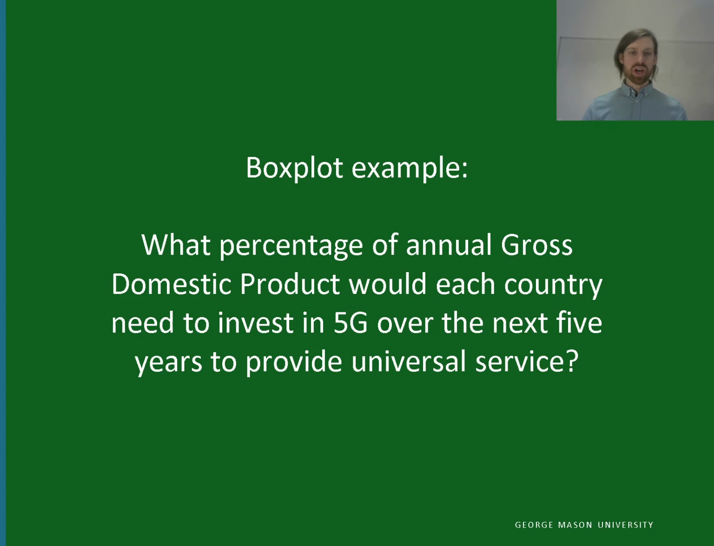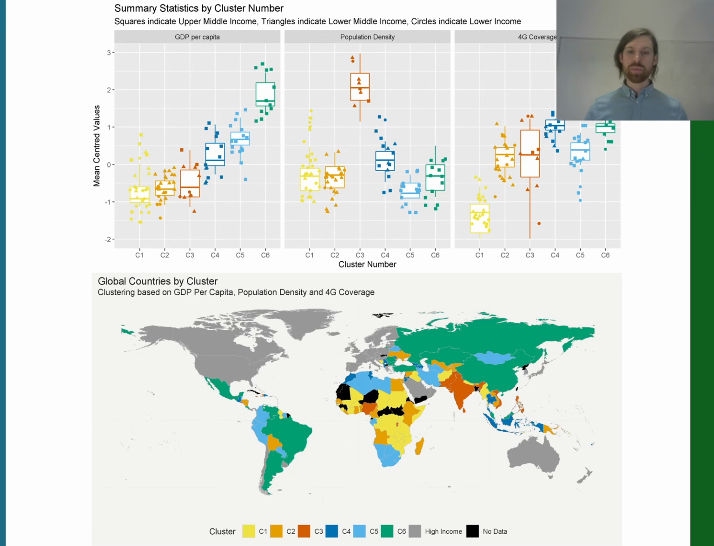So this is just an example from my own work. What percentage of annual gross domestic product would each country need to invest in 5G over the next 5 years in order to provide universal service to everyone? So gross domestic product is just the sum of the economic output of an economy. So all of the industrial production, all of the household consumption added together basically ends up becoming the gross domestic product. So it's the relative size of an economy. And the question is, well, okay, maybe you want to improve broadband access. Well, what's the percentage of that GDP that then needs to be invested on an annual basis?